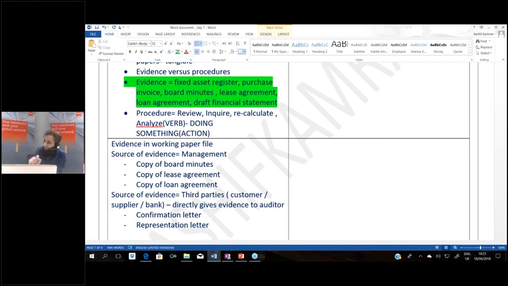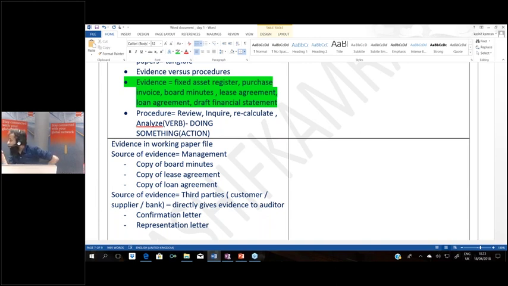When the source of evidence is the management, then I have to use the word copy because I cannot put the original in my file. But when the source of evidence is the auditor, then I cannot put the word copy because it's my document.